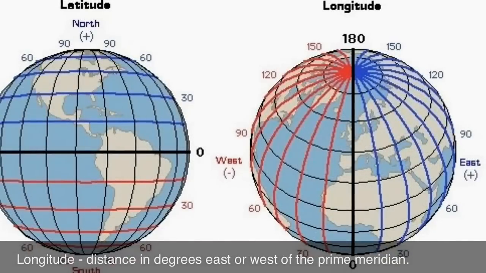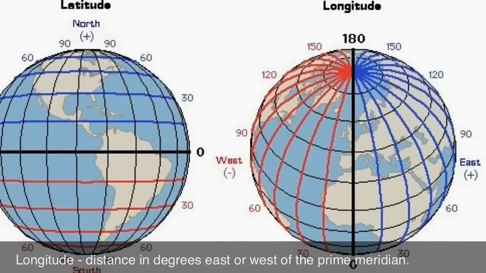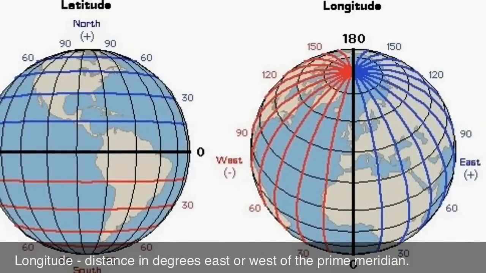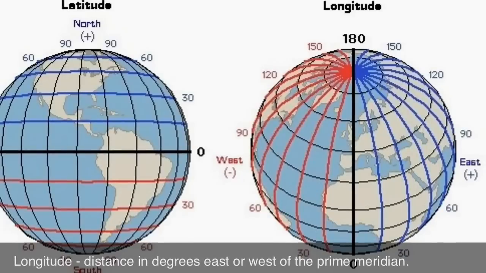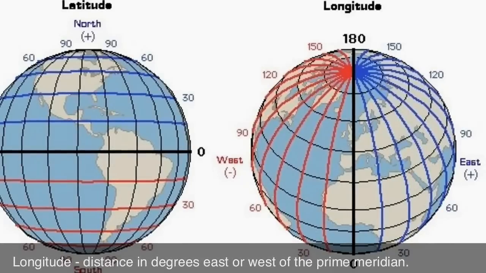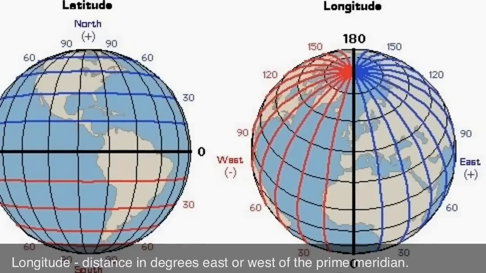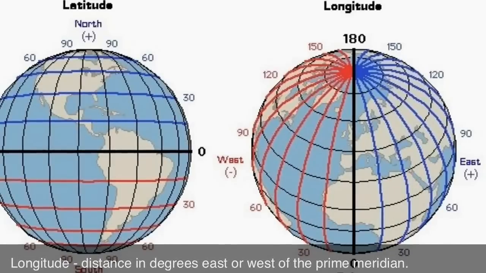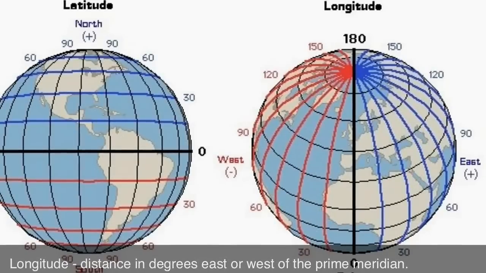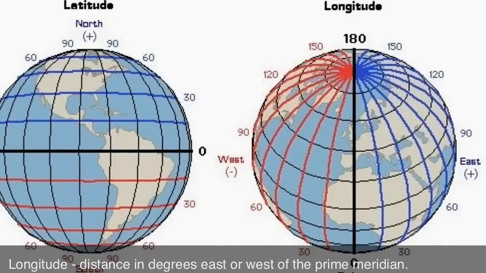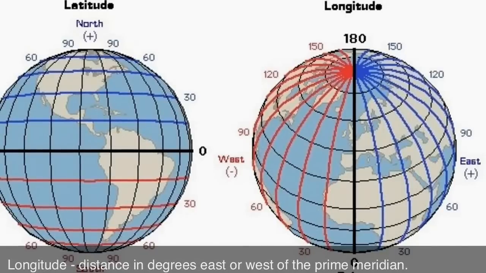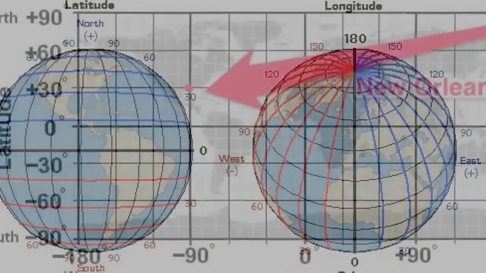The distance in degrees east or west of the prime meridian is called longitude. There are 360 lines of longitude that run from the north to the south, meeting at the poles. Each line represents 1 degree of longitude. A degree of longitude equals about 111 kilometers at the equator. But at the poles, where the lines of longitude come together, the distance decreases to 0.